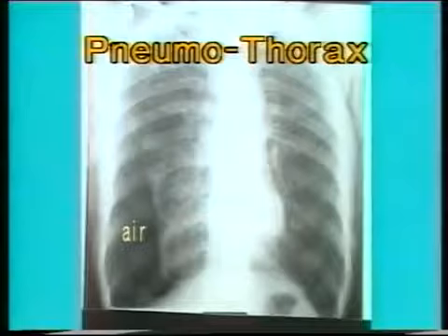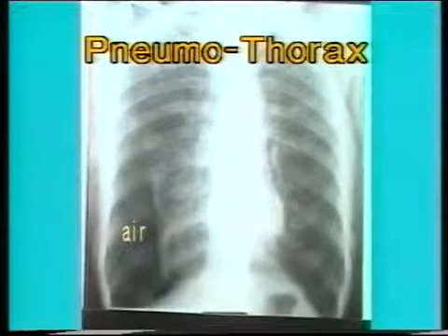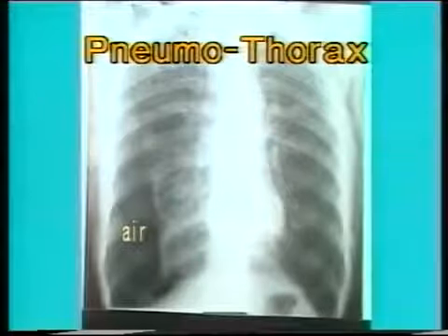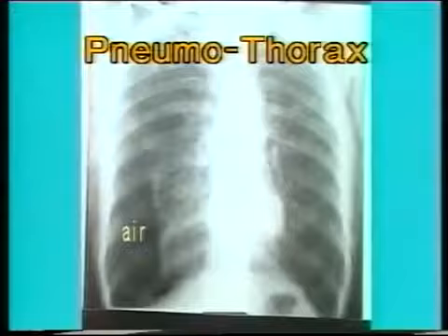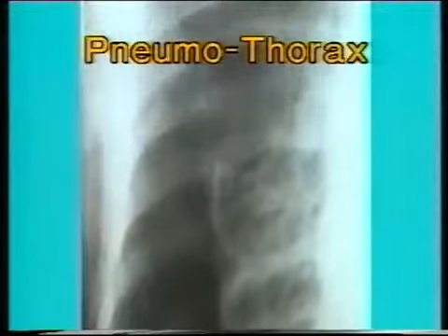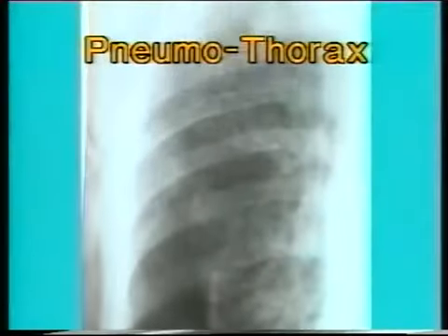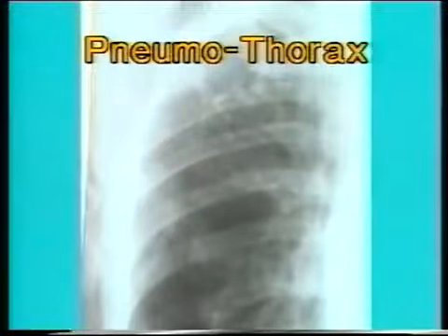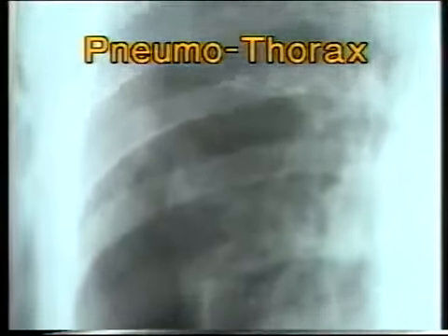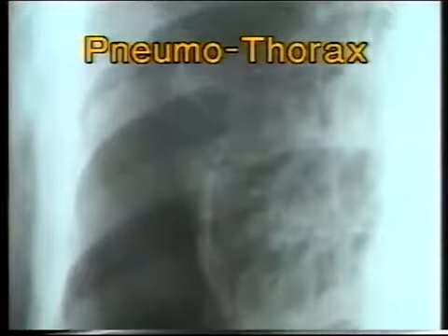This is another X-ray showing air in the right pleural cavity without significant shift of mediastinum. Note the peripheral radiolucent area on the right side and the thin line of lung border representing the visceral pleura, which demarcates the collapsed lung from the air. Note the absence of lung markings in the dark radiolucent area.